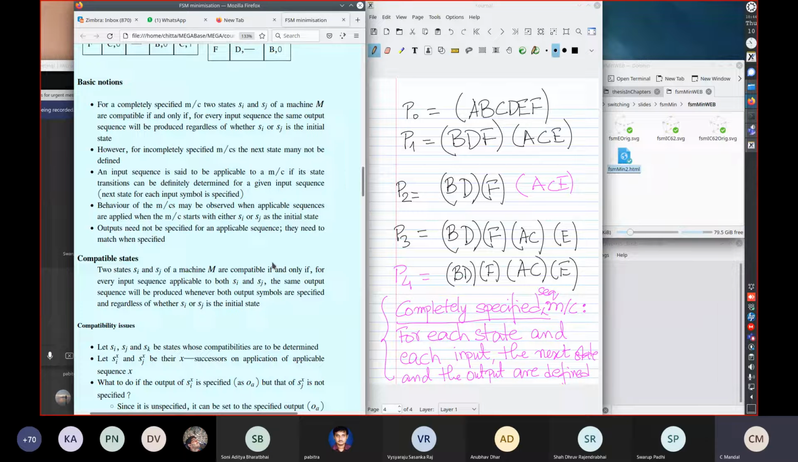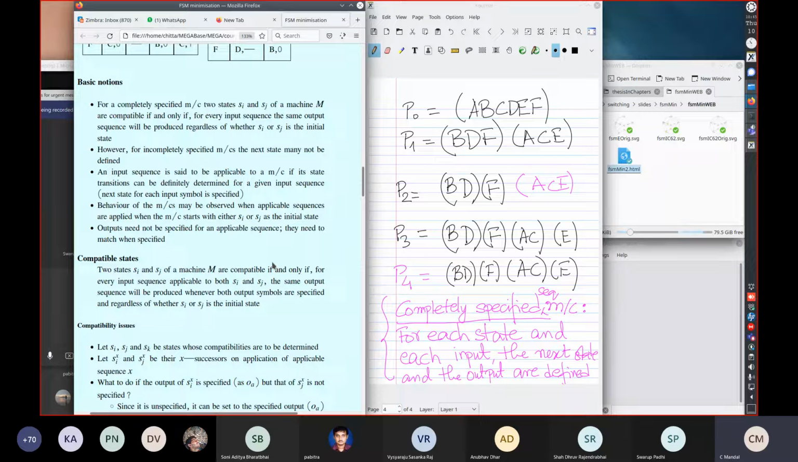So first, let us talk about compatibility of two states of a completely specified machine. For a completely specified machine, two states Si and Sj are compatible if and only if for every input sequence, the same output sequence will be produced regardless of whether Si or Sj is in the initial state. So that we have seen.